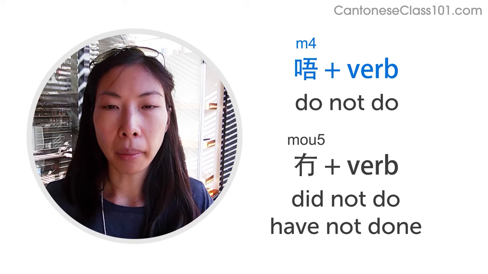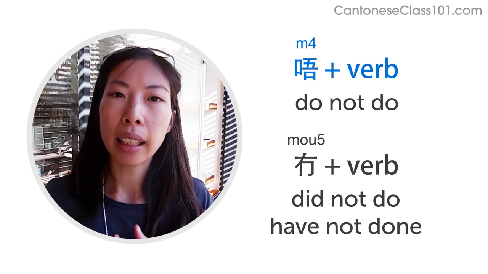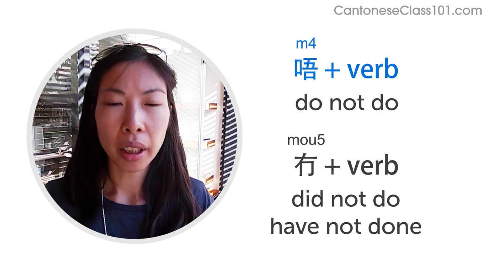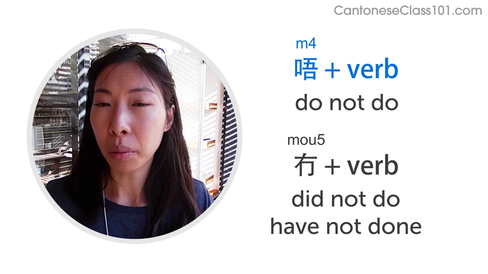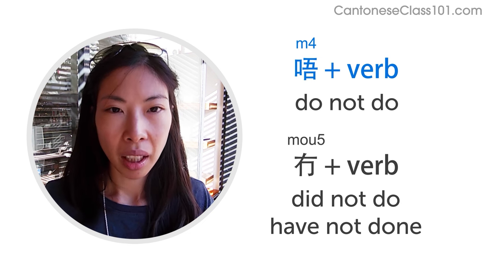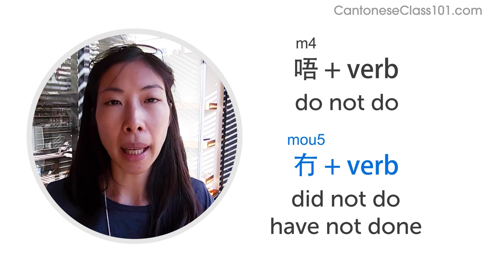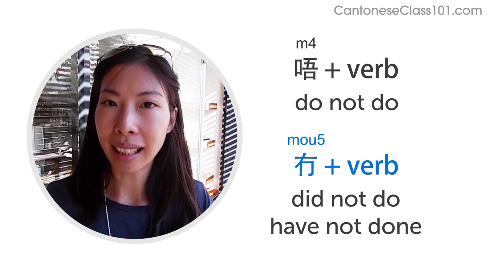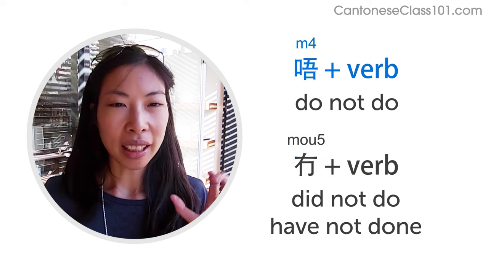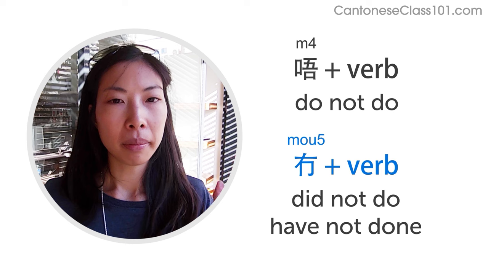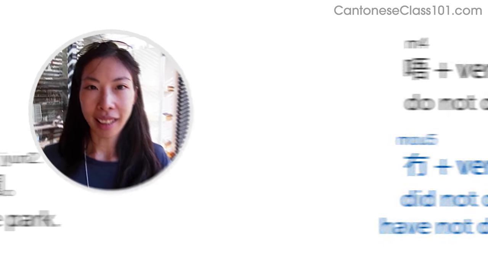The pattern 唔 plus verb is negating something in a present tense, or is describing a negative action as a habit or a phenomenon, or that a certain action is against someone's will so they won't do it. While 冇 plus verb is negating something in the past tense that something wasn't done. 唔 plus verb, do not do. 冇 plus verb, did not do or have not done.